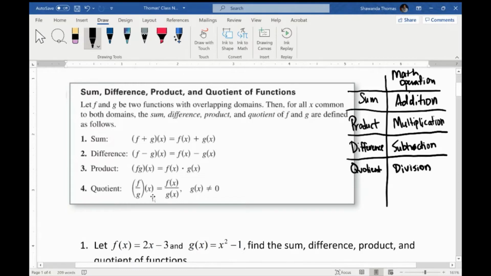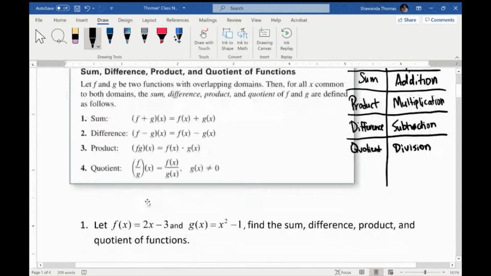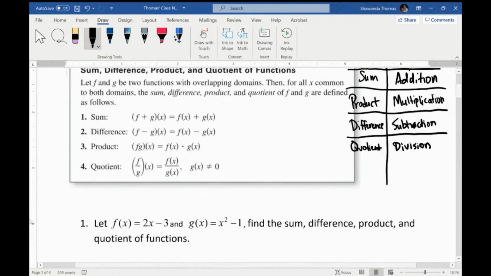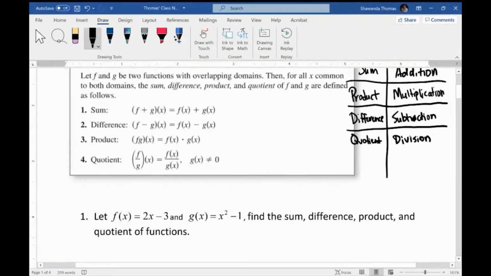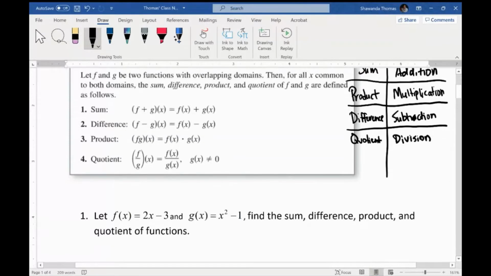Why don't we want g of x equaling 0 here? You don't want 0 in your denominator. Very nice. What do we call that in math? Undefined. Yeah, we don't like undefined, okay? So we don't want the denominator ever equals 0 because that's not in our domain.